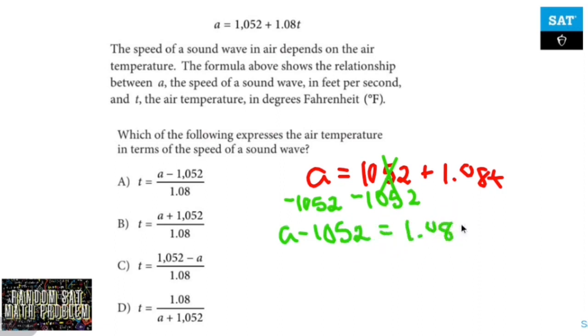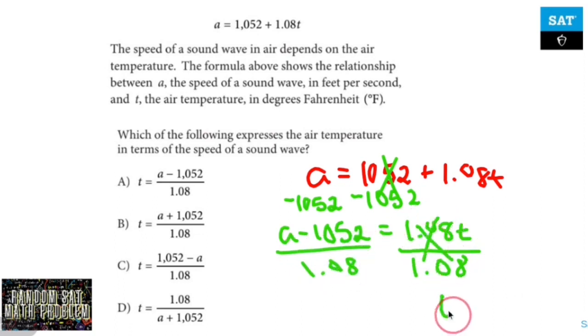Now that also means that T is not by itself yet. I have to get rid of this attachment, so I'm going to divide both sides by 1.08. Like that. Very glitchy today, this thing is. But what I have now is T all by itself, and T equals A minus 1052 divided by 1.08. That's my answer. My answer is A.